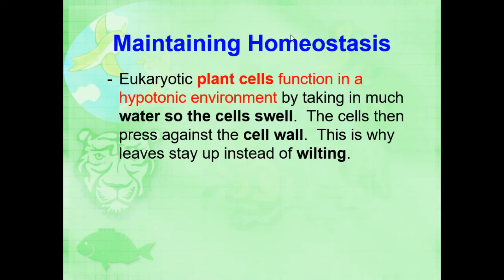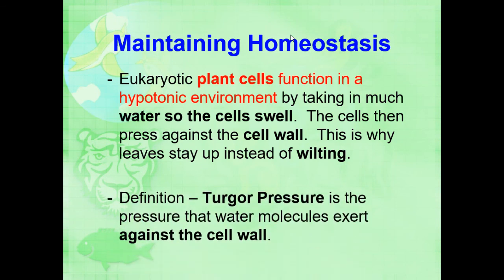Plant cells, they love hypotonic environments. They really thrive in them. They like it when their cells swell up. Now they have a cell wall, so it's different than a cell membrane, and they aren't really going to pop unless, of course, you're freezing water inside of them, forcing those bonds to get bigger. But most of the time, they like that hypotonic environment because it keeps the plant nice and straight, and it keeps it from wilting. That's what turgor pressure is. It's a pressure that water molecules exert against the cell wall.